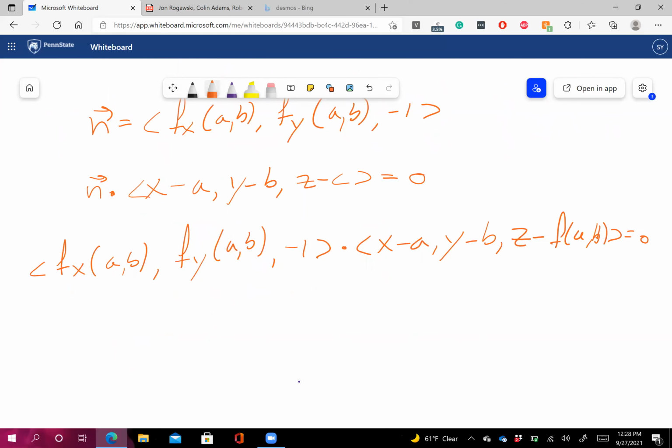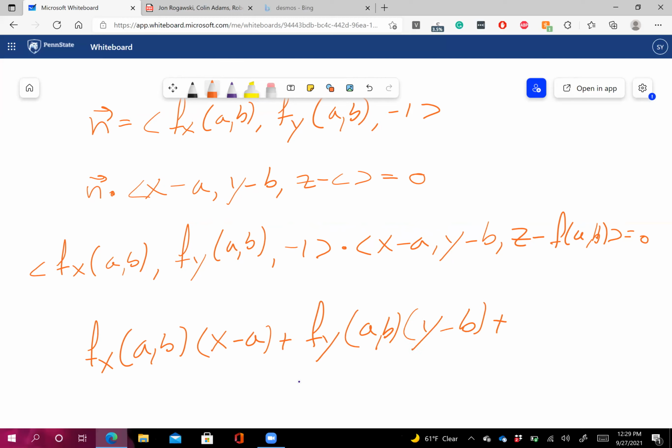So that gives us the partial of f with respect to x at (a, b) times x minus a, plus the partial of f with respect to y at (a, b) times y minus b, minus z minus f of (a, b).